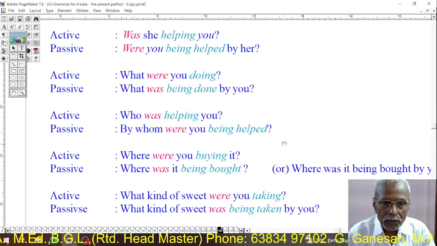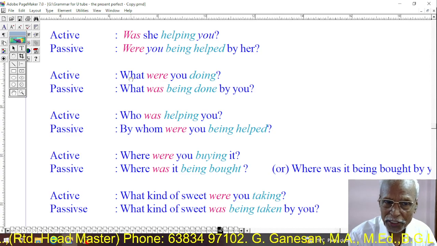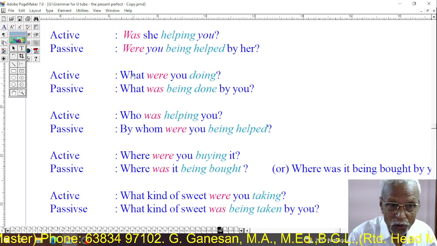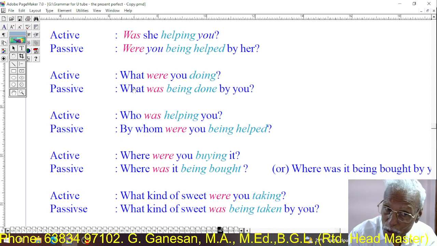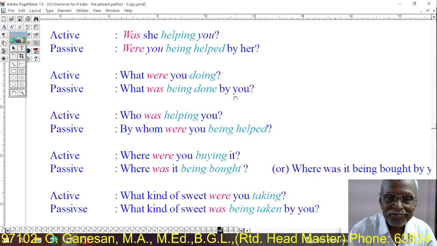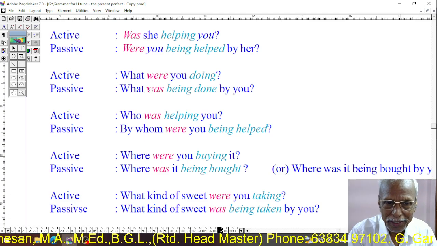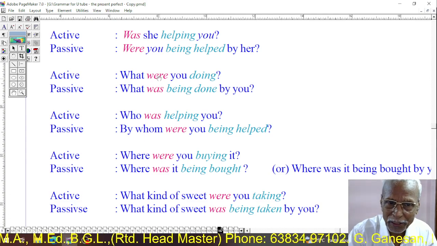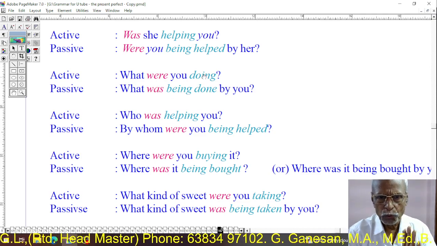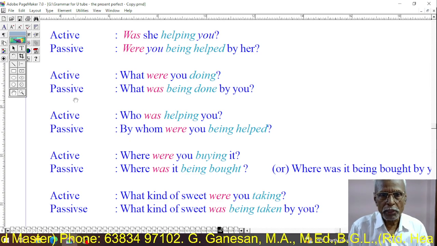What were you doing? What was being done by you? Here see, "you" is the subject, "what" is the object, and "by you" is the agent. Here "were" refers to "you". Here as the subject "what" is singular, "were" has been replaced by "was". Okay, doing, done, being done. What were you doing? What was being done by you?